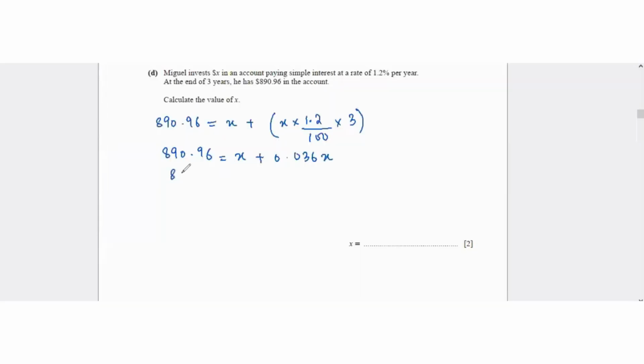Now we add the values. So 890.96 equals 0.036 plus 1, which is 1.036x. Divide 890.96 by 1.036, and that is going to give us 860. That is your initial amount, which is the value of x.